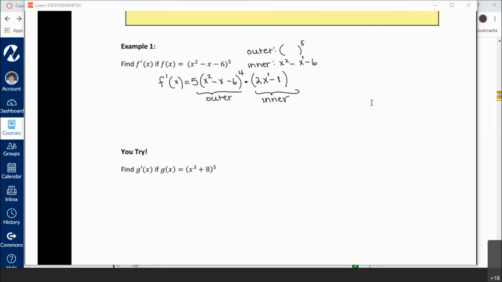All right, so you try finding g prime of x. That's right over here. Okay, do it the same way. Type done when you finish.